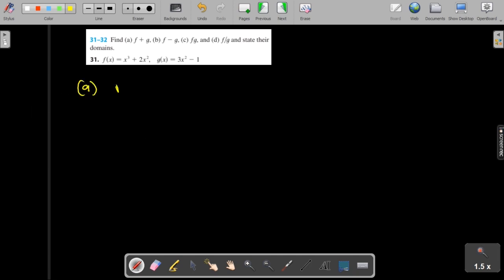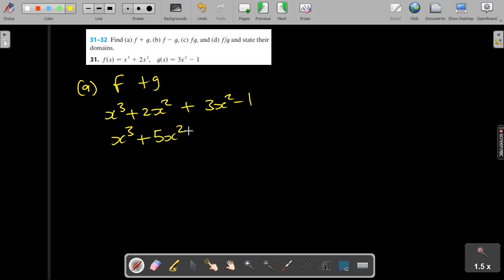So for a, we're asked to find f plus g, and that will just be us adding the two functions. So this is f. We're going to add it to g. So we have some common terms which you can add. That is the x squared, so we can add those. So that gives us 5x squared minus 1. And that would be the answer for the first part for A.